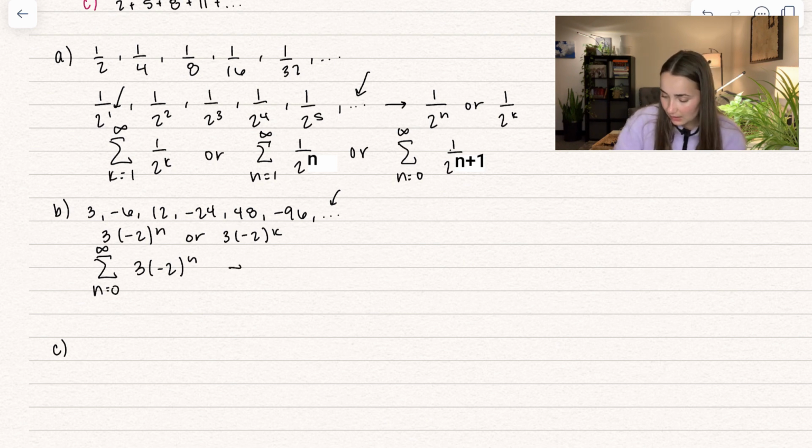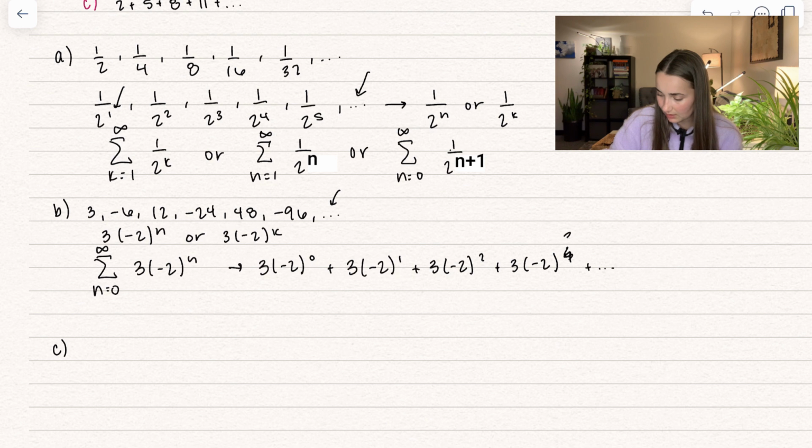So here I would get 3 times -2 to the power of 0 plus 3 times -2 to the power of 1 plus 3 times -2 to the power of 2, 3 times -2 to the power of 4, so on and so forth. I skipped 3. Haha. So this would be equal to, and this is always a really great way to check your work, is to actually write it out. That's going to be 3, right, minus 6. That's going to be plus 12 minus 24, and then so on and so forth. And so now we know that our summation is going to be correct.